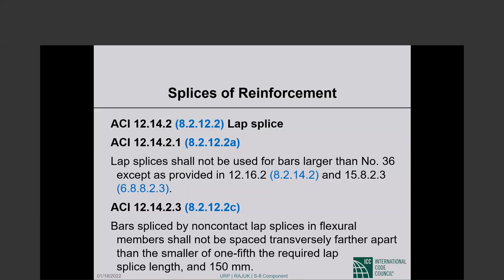Bars spliced by non-contact lap splices in flexural members shall not be spaced transversely further apart than the smaller of 1/5 the required lap splice length and 150 millimeters. So if it is a non-contact lap splice, the bars that are being lapped or spliced should not be too far apart from each other. The maximum distance is 6 inches or 1/5 the required lap length, whichever is smaller of them.